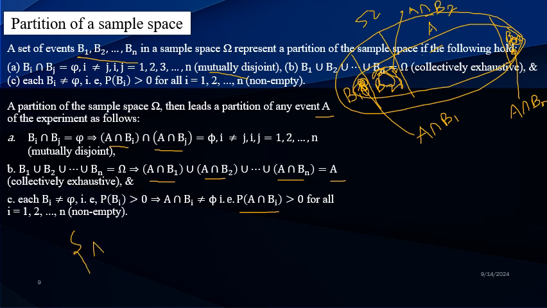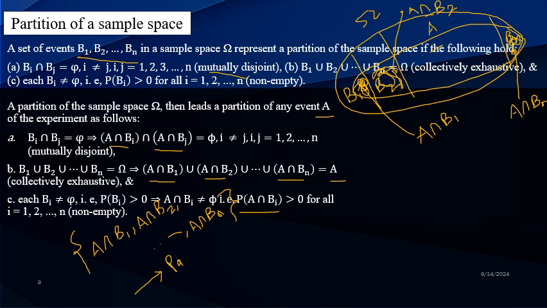So if you take A intersection B1, A intersection B2, and so on up to A intersection Bn, it is forming a partition of which thing? Omega or A? A. It is forming a partition of A.